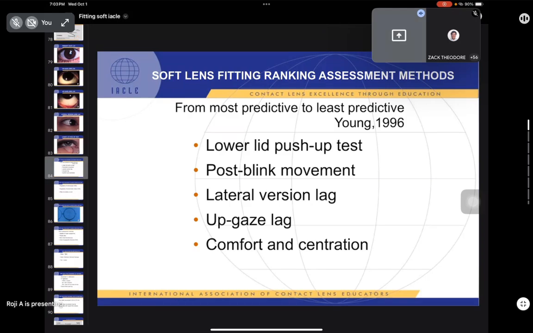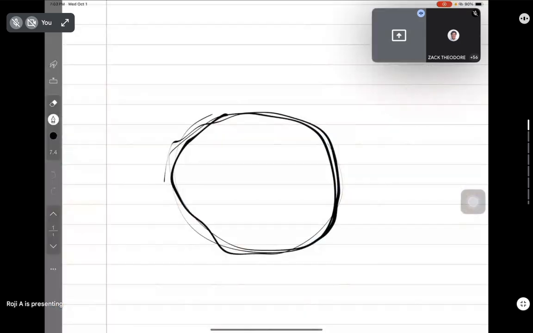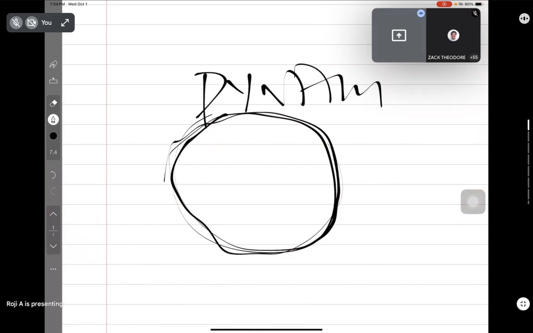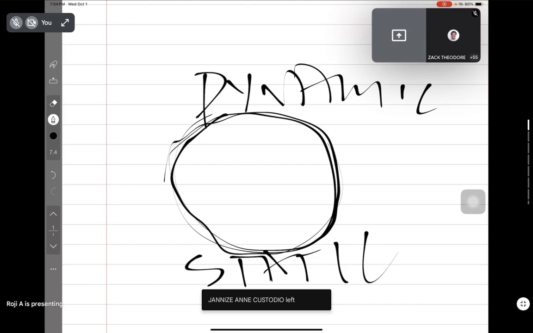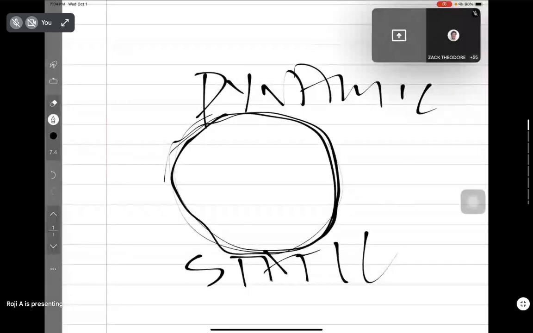So what you ask is dynamic. There's two things, by the way. You have a dynamic fitting against static. What's the difference? Dynamic fitting and static fitting. Can anyone explain what's the difference? Is there a difference?